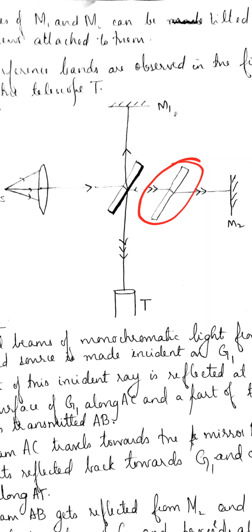So that both the rays travel 3 times through the glass plate, and glass plate G2 is called the compensating glass plate.